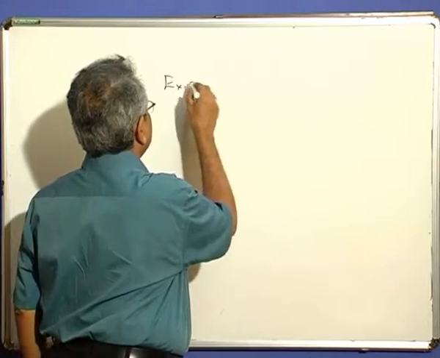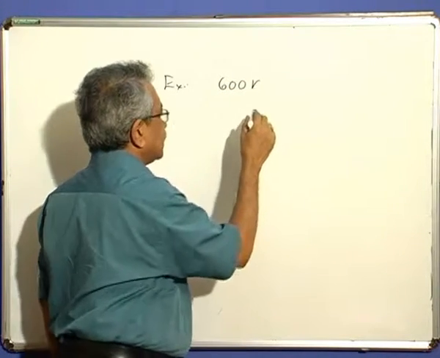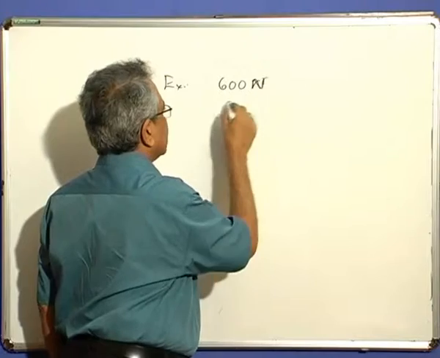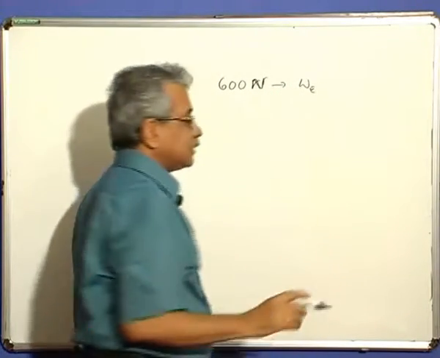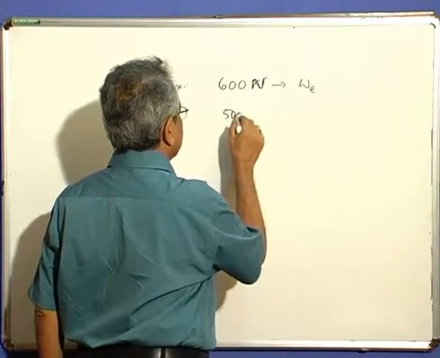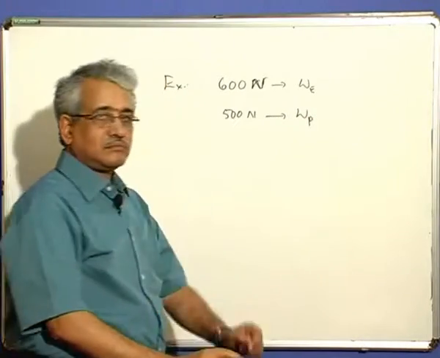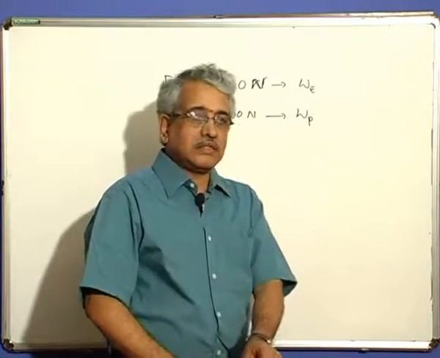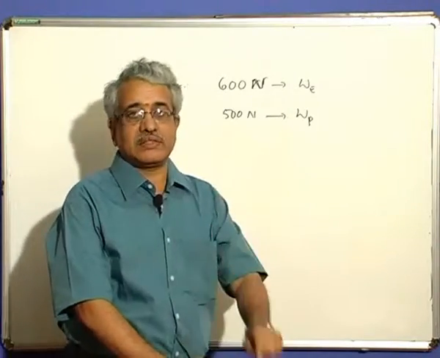Suppose a man has a weight of 600 Newton on the earth. You take him to another planet and measure his weight there. He finds it as 500 Newton, suppose, on some other planet. This is because the mass is not changing, but only the acceleration due to gravity is changing.